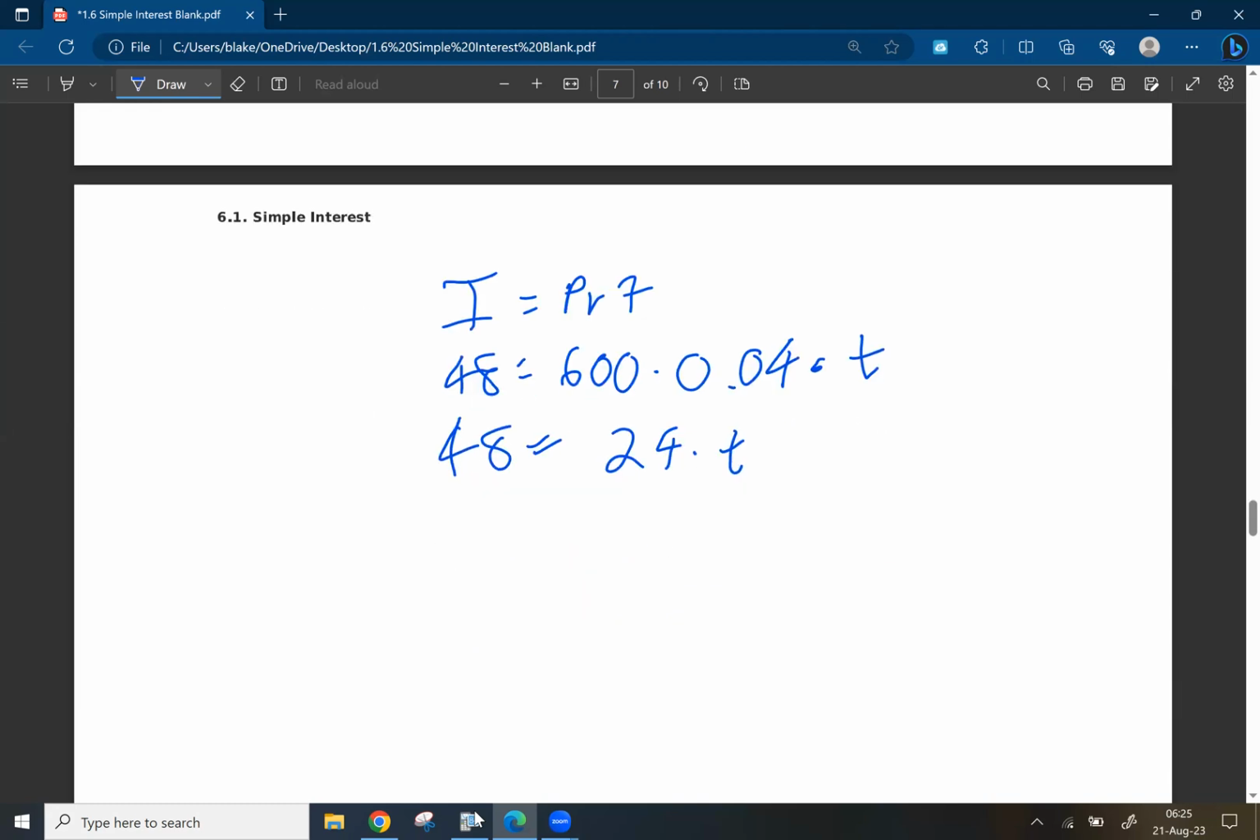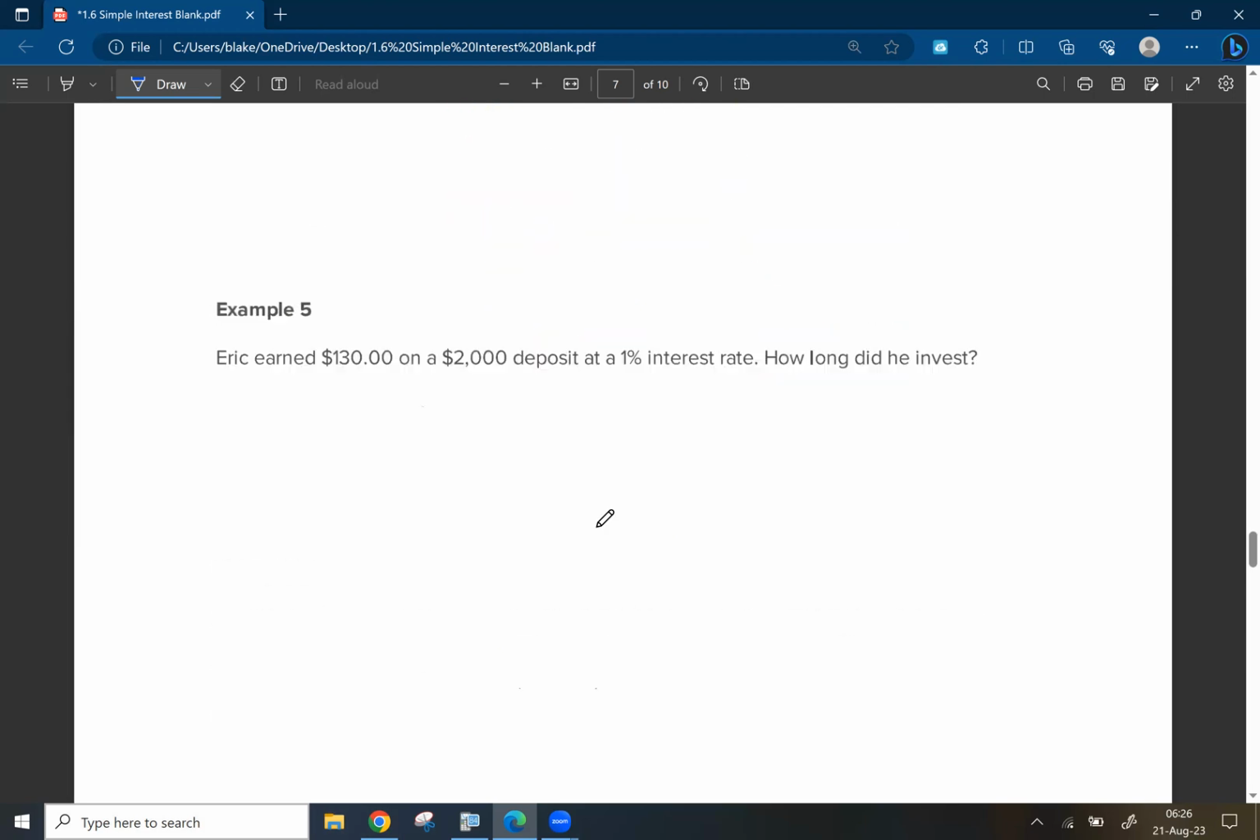And then the next step. So we multiply, now we'll divide. We'll divide by 24. So we end up with 2 equal to T, which means 2 years. Remember, again, T is always based in years. All right. And then one more.